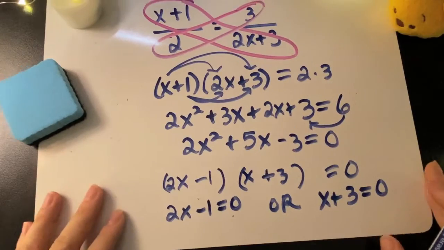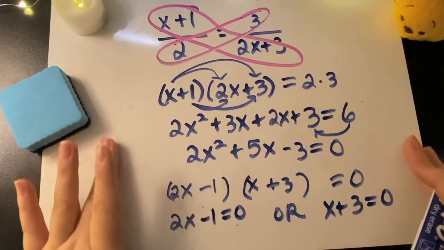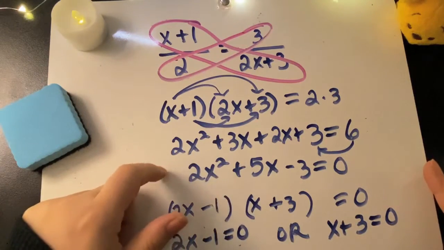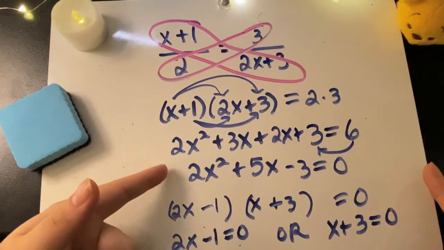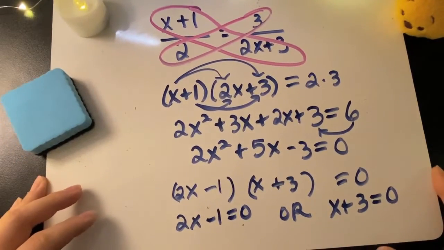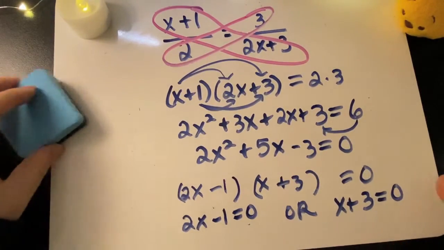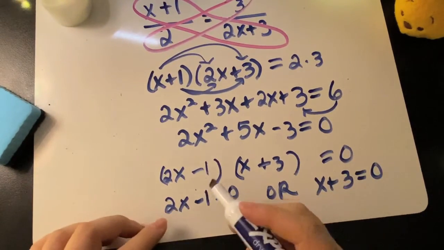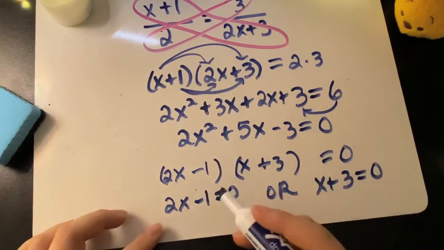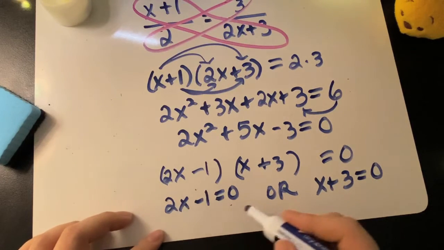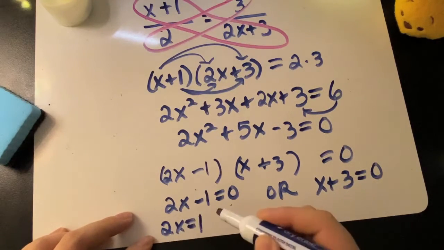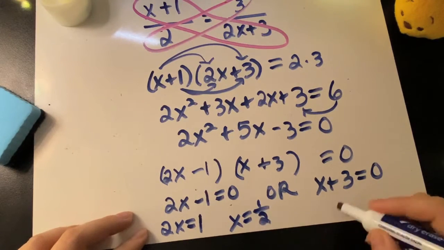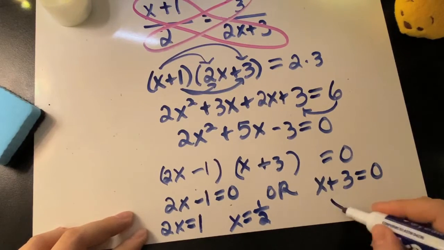And this is just a bit of review, but if you cannot factor it, you can just go ahead and use the quadratic formula. The negative b plus or minus square root of b squared stuff. But in this case I picked it so that we can. And so now we just solve each of these individually. So we can add 1 on both sides to get 2x equals 1, then divide by 2 on both sides, so 1/2. And then here we subtract by 3.